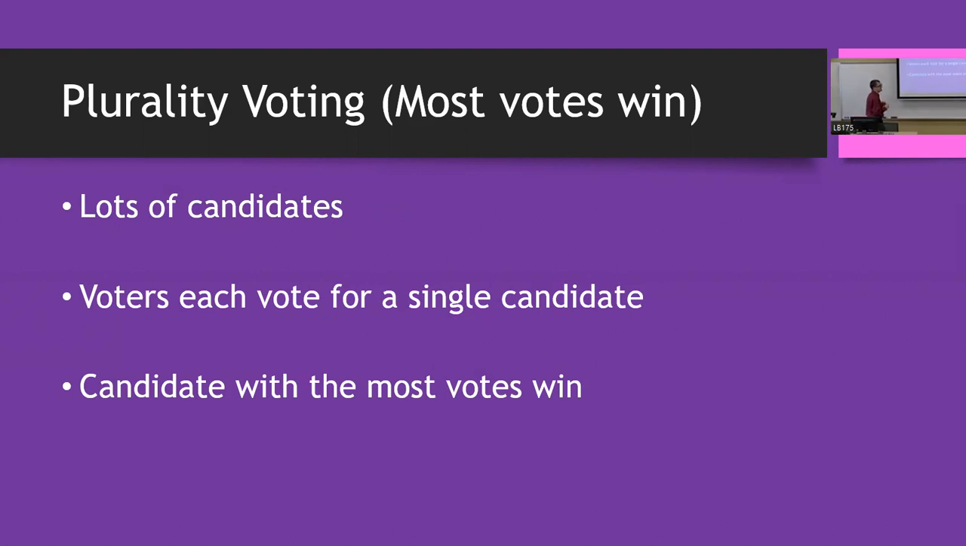Plurality voting is kind of like majority voting from last time. Every voter gets a single vote, so they're all treated equal. And then they get to vote on a single candidate. Whichever candidate has the most votes wins. This is exactly what we do to elect our representatives in Congress.